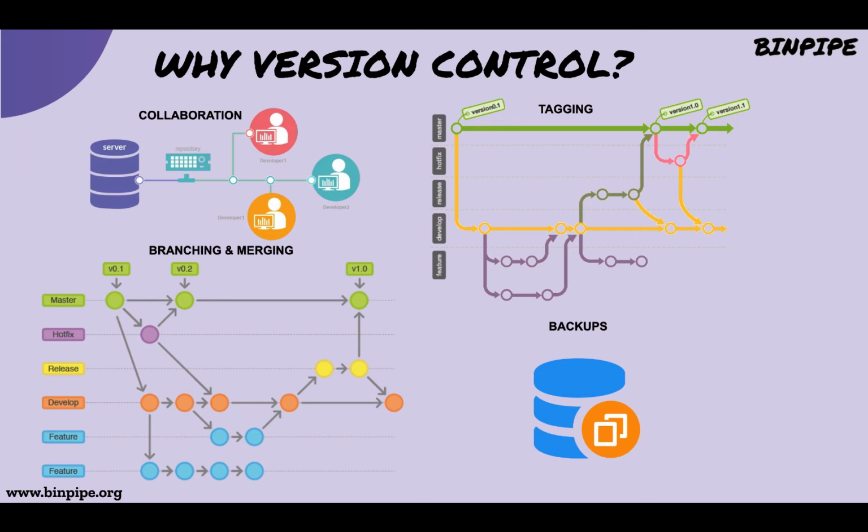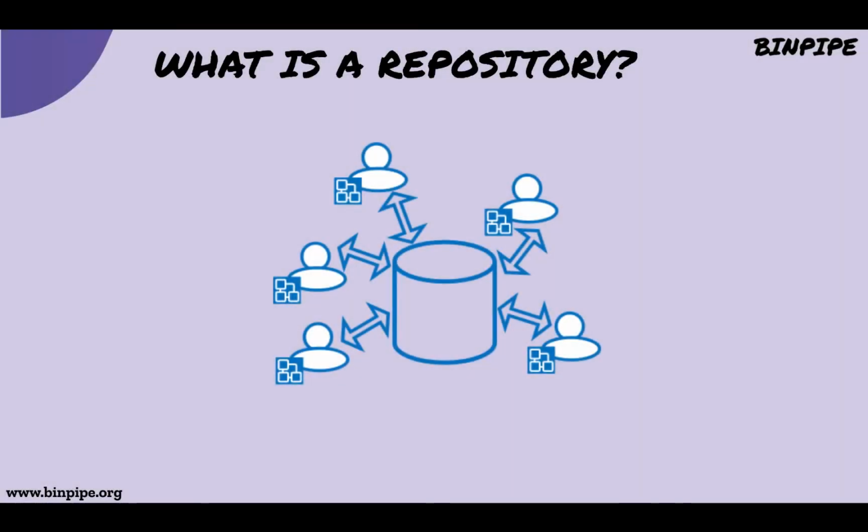So that's all about why version control system is required. And before we move on to do the real exercises and try out the commands and understand what are the tools that are required for version control, let's first understand one particular thing that will come again and again, that is called a repository.